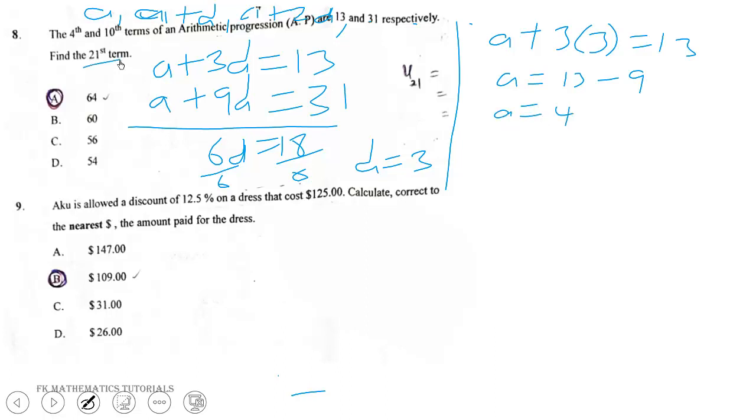We have to find the 21st term, which is a plus 20d. So that will be 4 plus 20 times d, which is 3. So that will be 4 plus 60, which is 64.